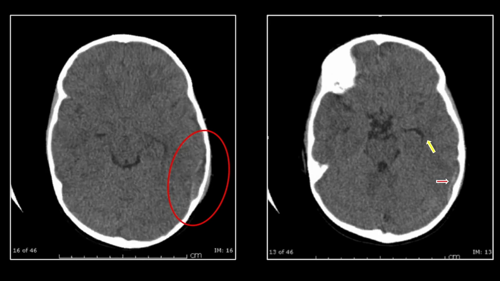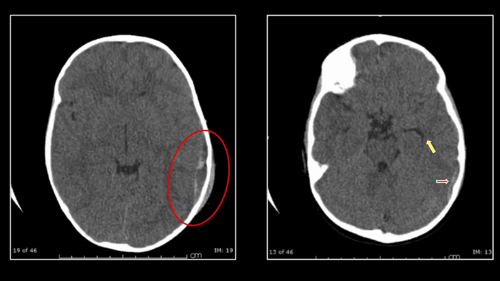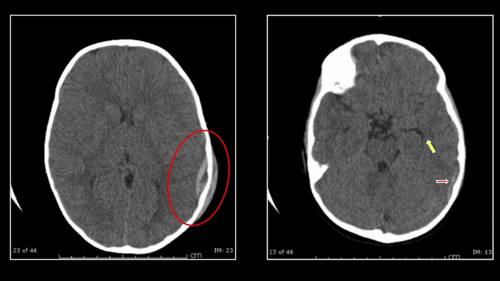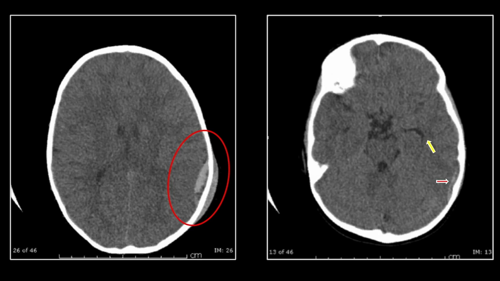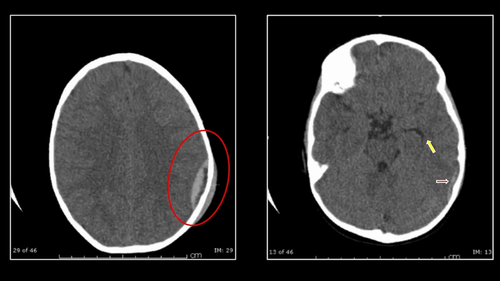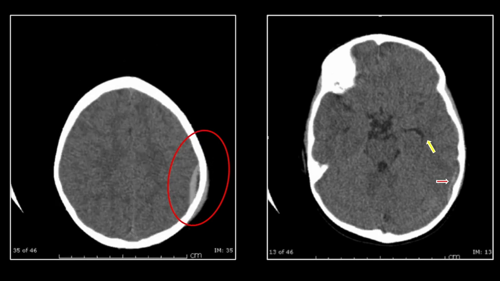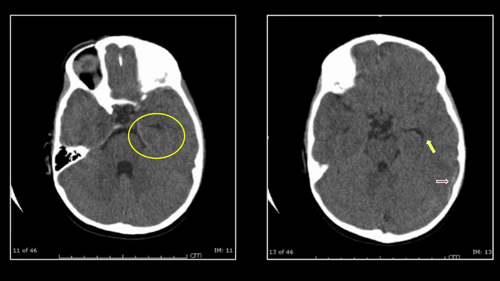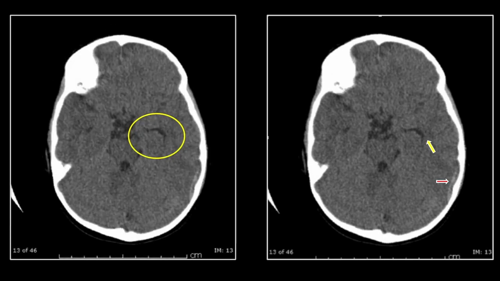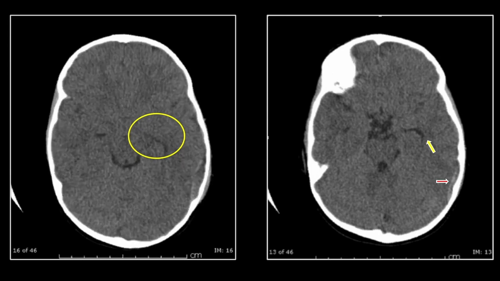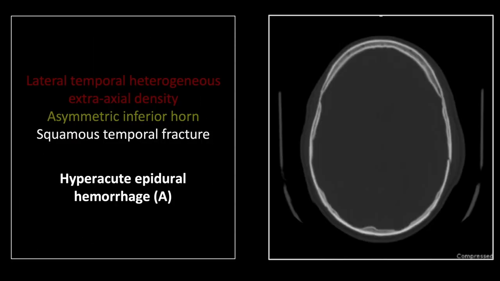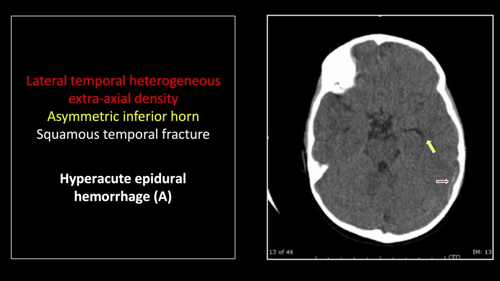This hemorrhage is more extensive than the still image suggested. You can see that markedly mixed density throughout this hemorrhage. There is overlying soft tissue density, as is typical with a coup injury to the brain. Here again, that distortion and displacement of the inferior horn, very nicely shown there. Here is the associated skull fracture. So that is a hyperacute epidural hemorrhage.